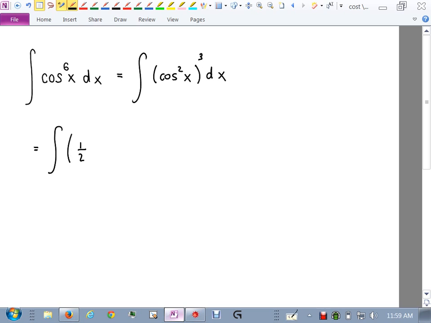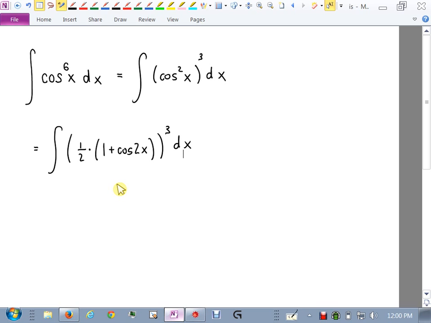It's 1/2 times 1 plus cosine 2x, right? But then I want that to the 3rd power. Now notice I used the version of the formula where the 1/2 has been pulled out. I'm doing that because I'm going to cube this. That's what I'm going to do right now.